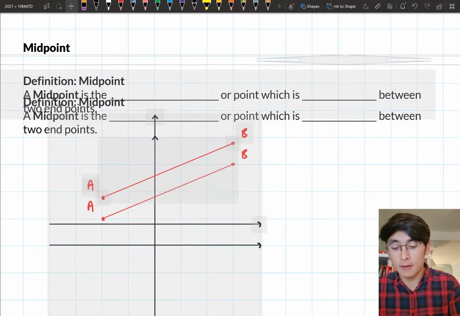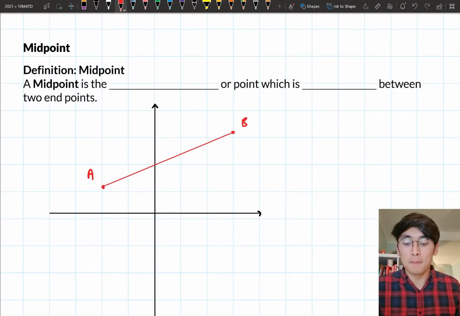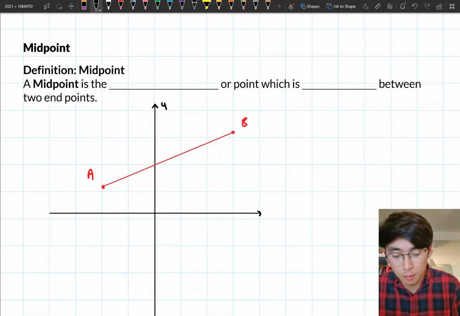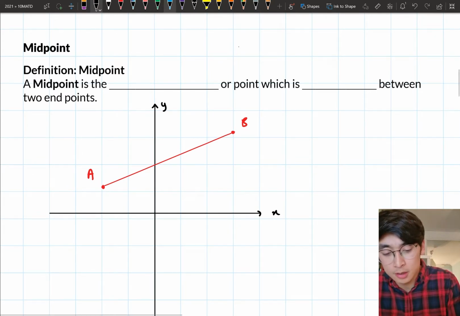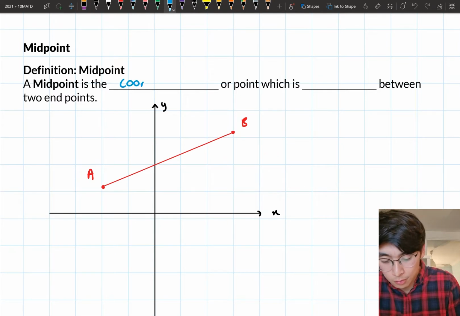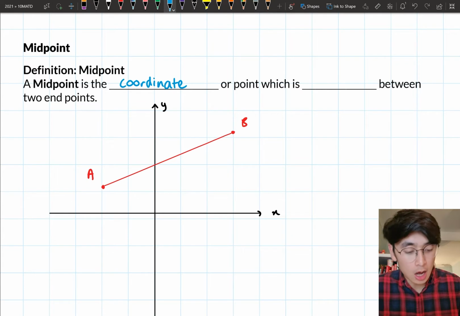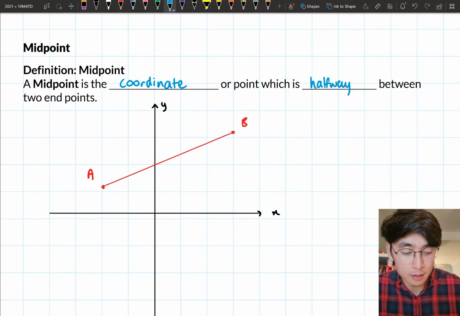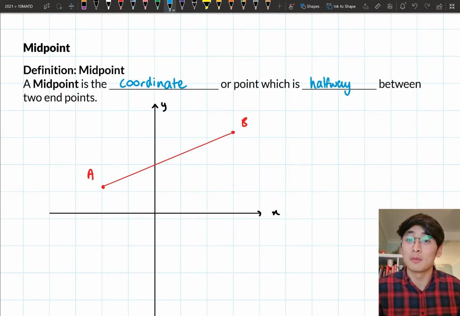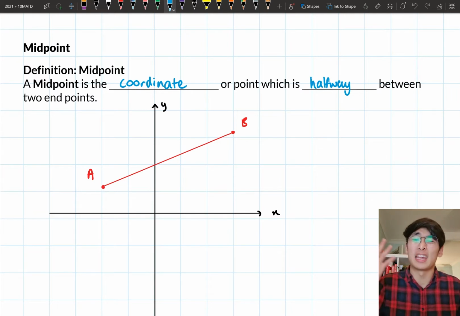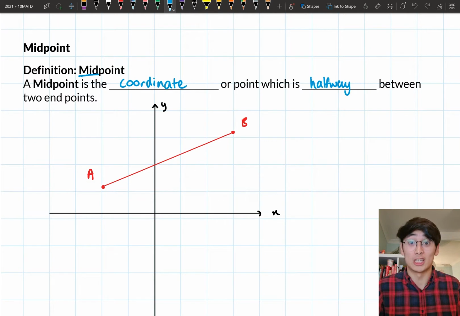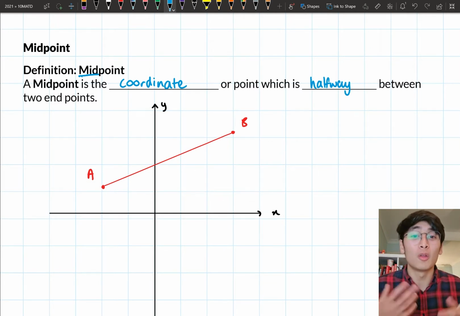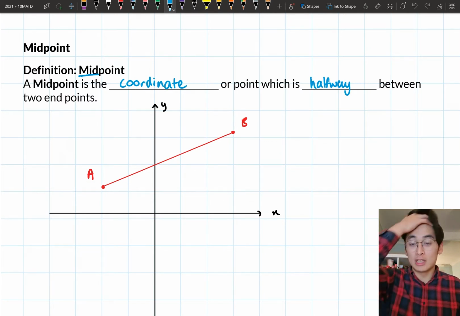Here I've got a definition of the midpoint. A midpoint is the coordinate or point which is halfway between the two endpoints. Hopefully, when you look at the word midpoint, you're thinking, oh, duh, it's in the middle, or the middle point. The midpoint is just the coordinate or the point which is halfway between the two endpoints.